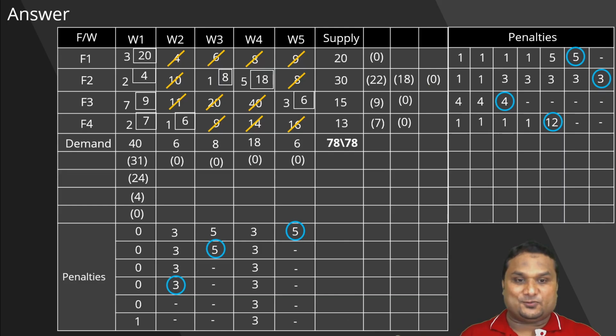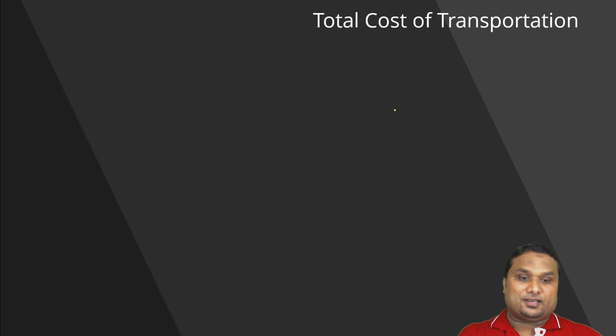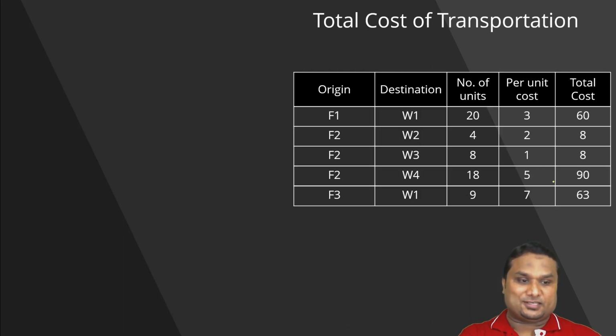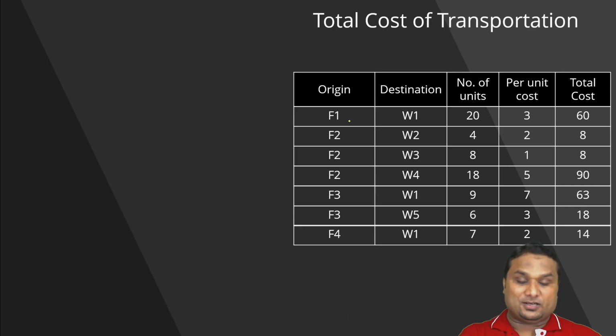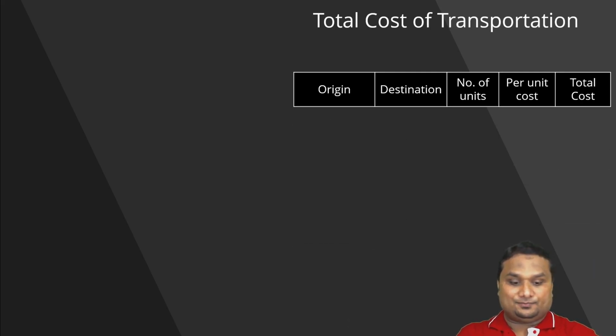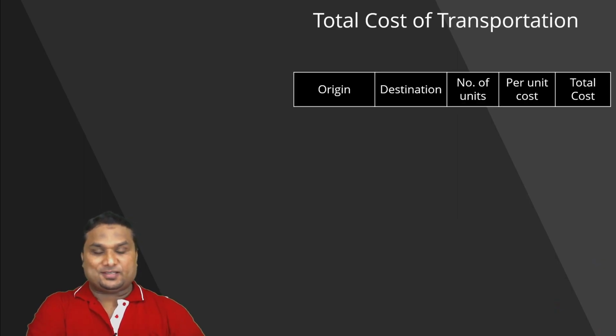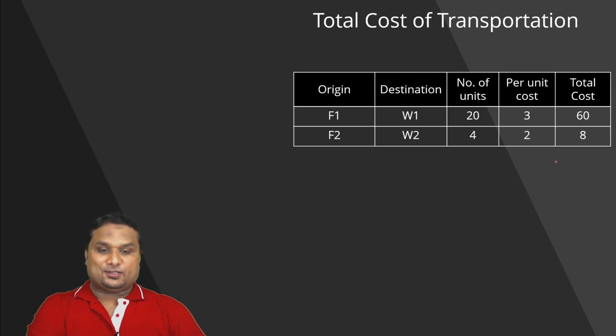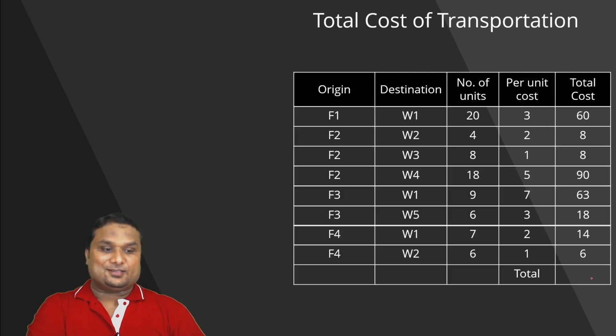The problem is over. We have done this question with the help of Vogel's approximation method, and finally we have to find the optimal total cost of transportation. You know how to find it: origin, destination, number of units, per unit cost, and total cost of transportation. From factory 1 to warehouse 1, 20 units at a cost of 3. And this is our total cost of transportation. Our total cost of transportation is 267.